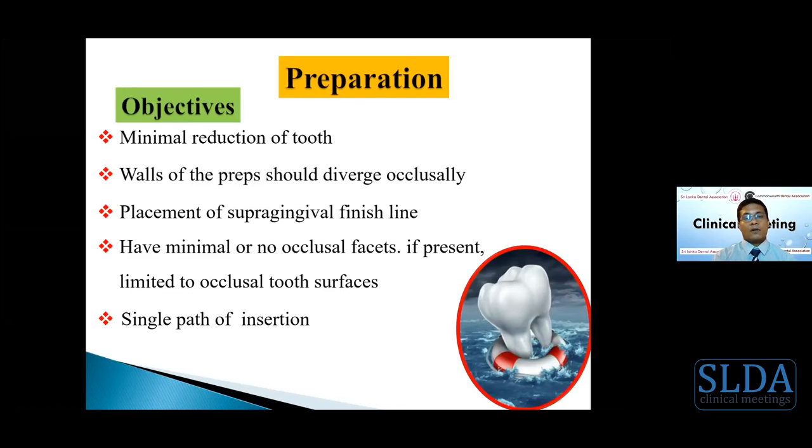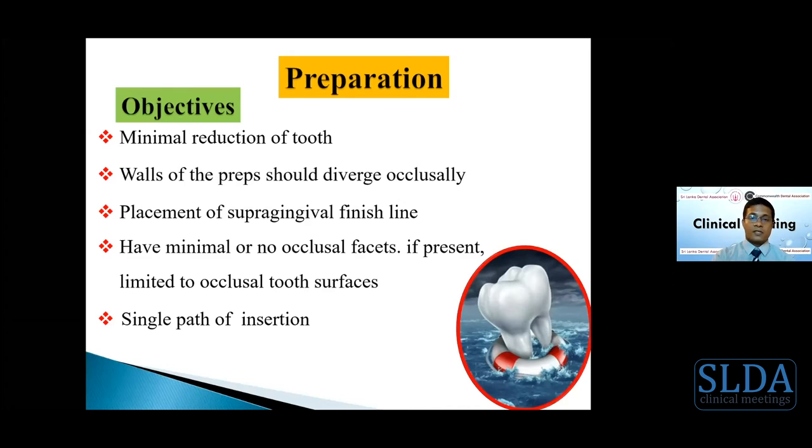Objectives. You should try to preserve natural tooth substance as much as possible. The walls of the preparation should always diverge occlusally, otherwise you can't insert your indirect restoration. It is imperative to have supragingival finish lines all the time. And like I said before, it should not be subjected to high occlusal forces. The restoration-tooth interface has to be away from occlusal contacts. Having a single path of insertion is also important for improved retention and resistance of the restoration.